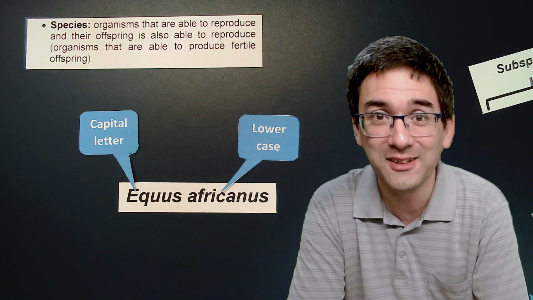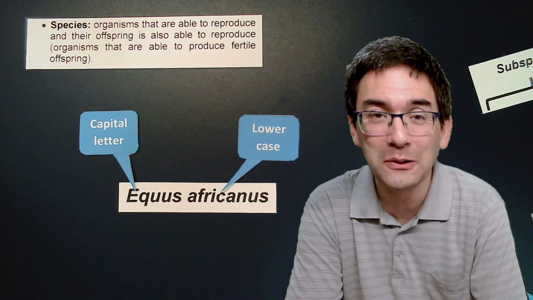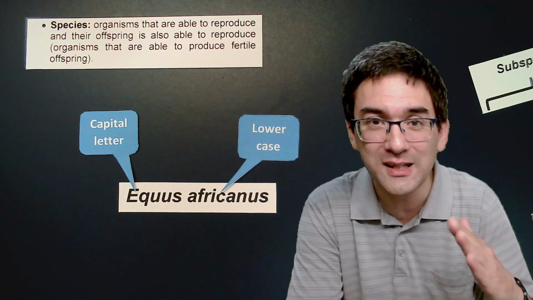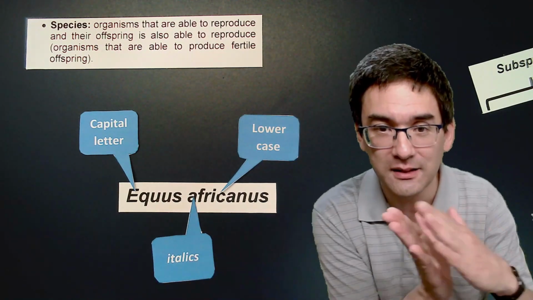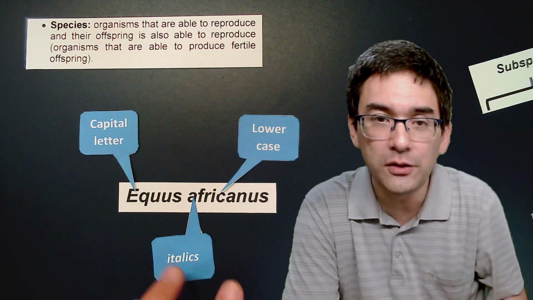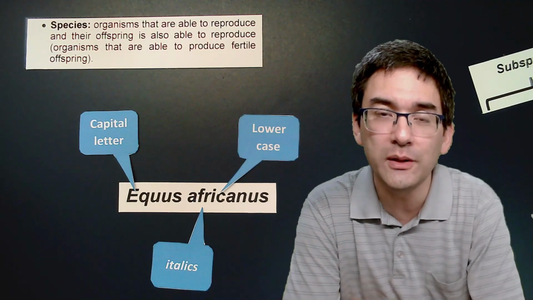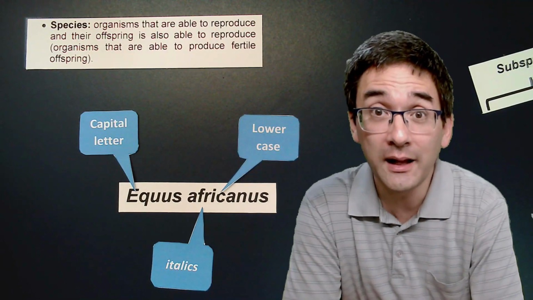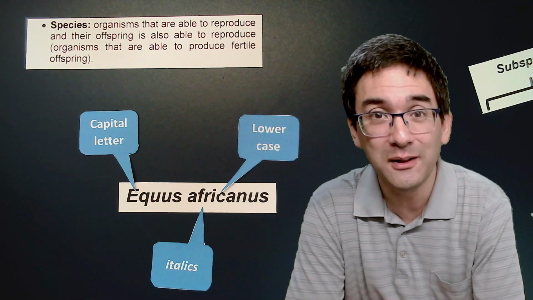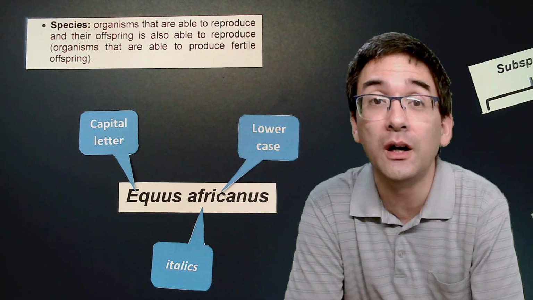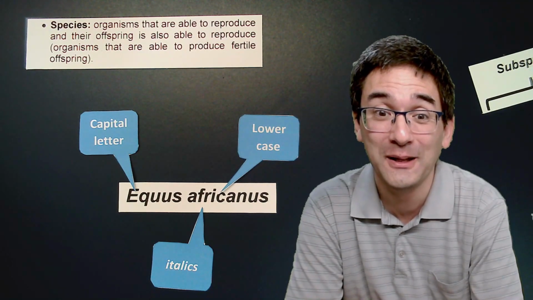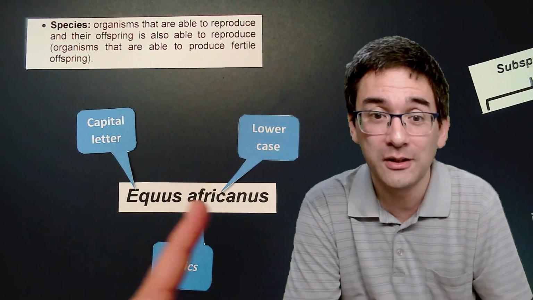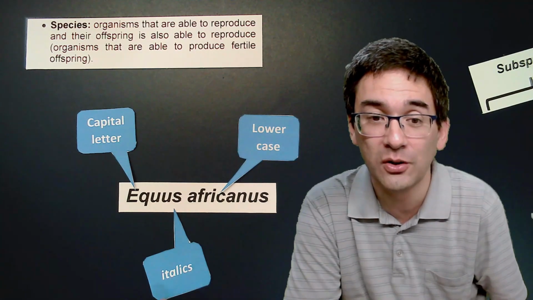And that's not it. Is there anything else that you realized? Look at the way it's written. Do you see that it's actually slanted? It's written in italics. Italics means that it is slanted. When you write scientific names by hand, you're not going to slant them. You're just going to write them normally, but then you have to underline them. So even that is an international standard. Make sure that there's a capital letter here, a lowercase letter over here, and that it's written in italics.